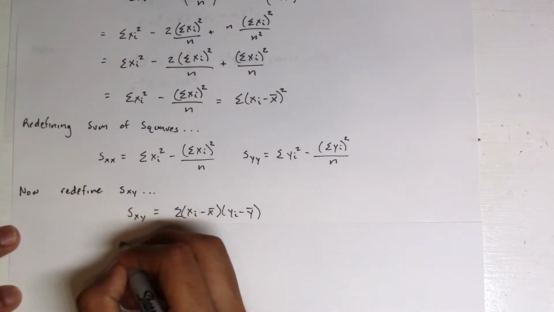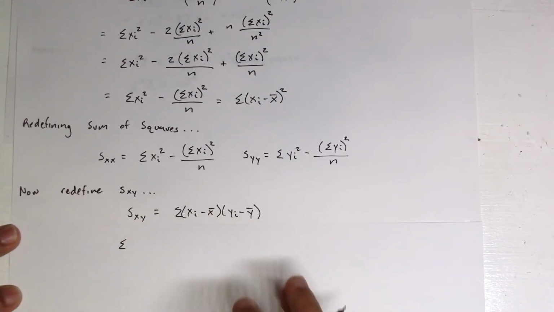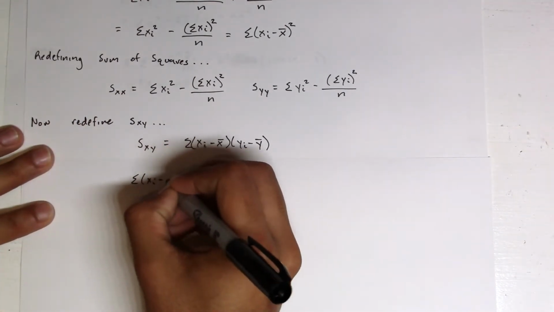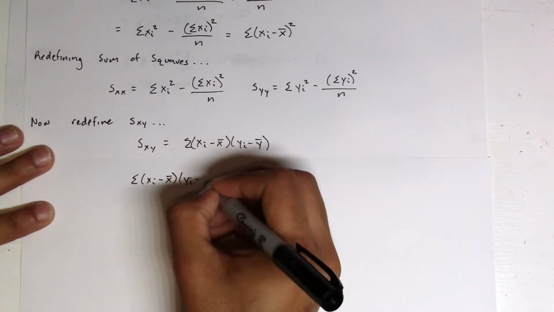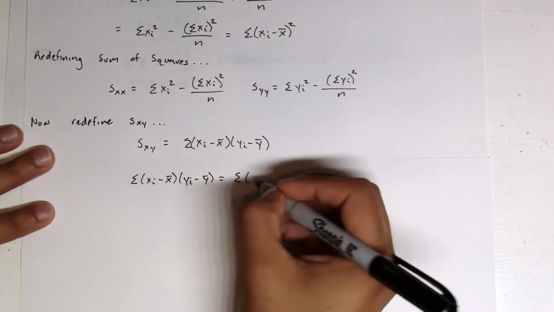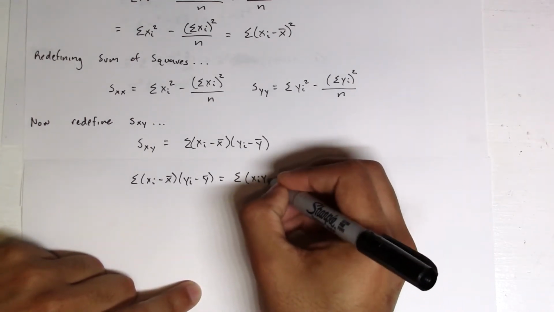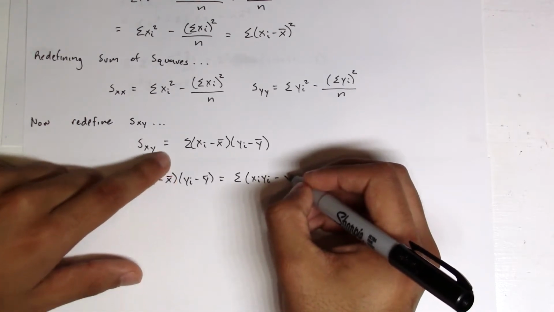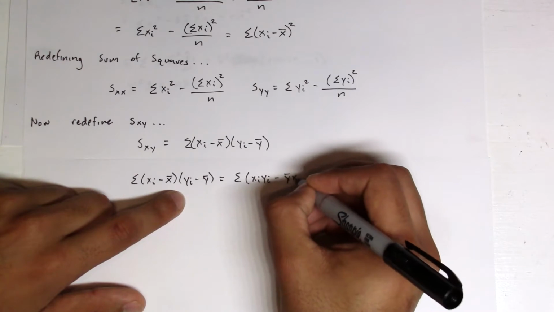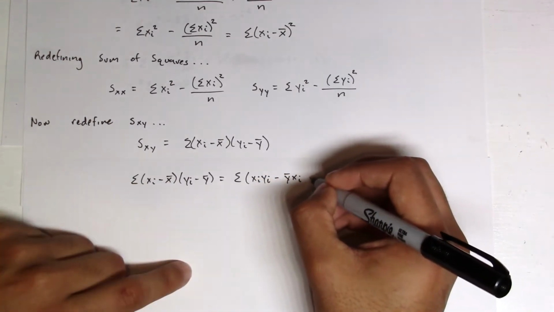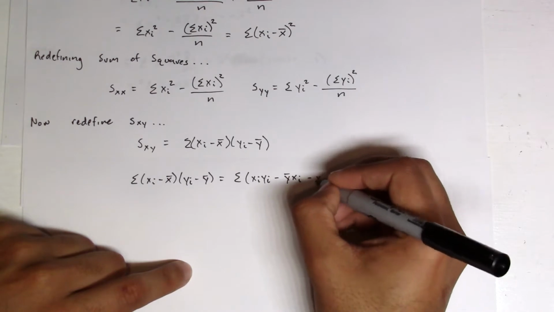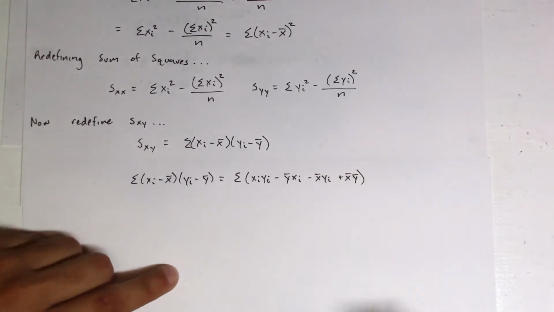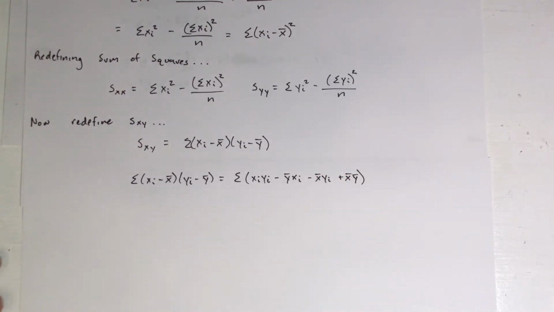To start off, we're going to distribute these two binomials. So we're going to do (xi minus x bar) times (yi minus y bar), and that's simply going to be xi yi minus xi times y bar, minus x bar yi, plus x bar y bar. So that's our new distributed two binomials.